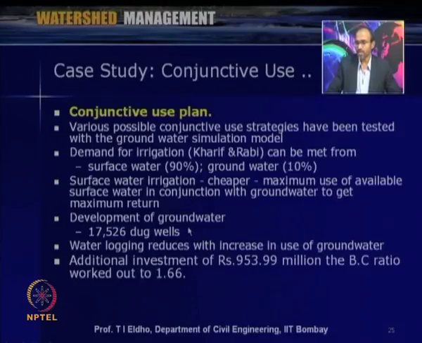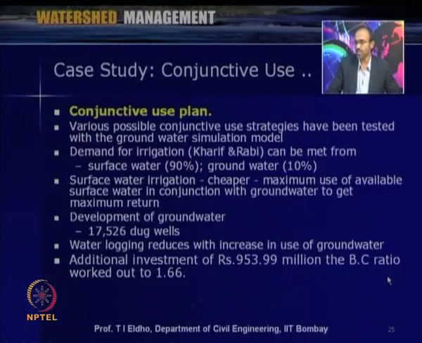And then the study showed that water logging reduced with the increase in use of groundwater. So, for this a huge capital investment is needed. About 950 million rupees are required for this additional investment as far as the conjunctive use plan is concerned. But of course, once this is invested, then within a few years the benefit cost ratio worked out to be more than 1.6.